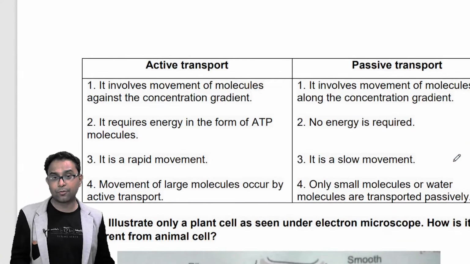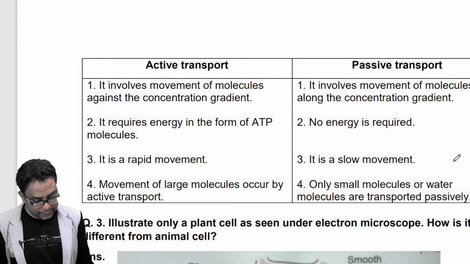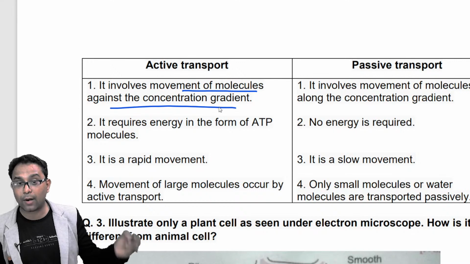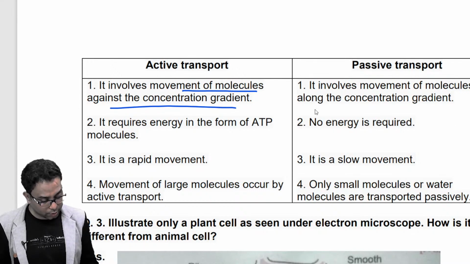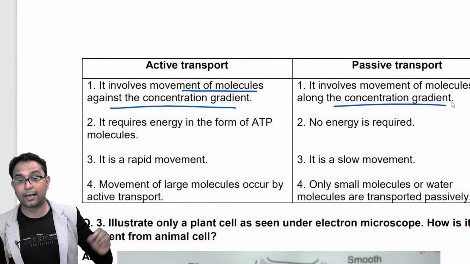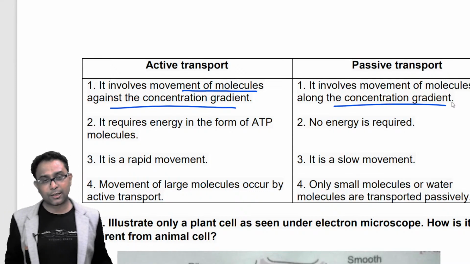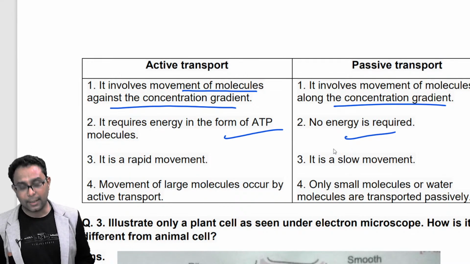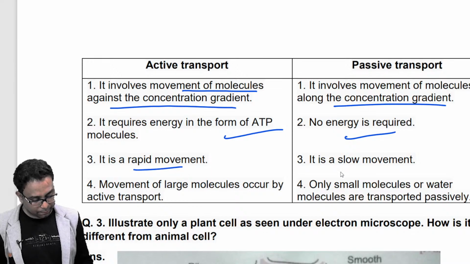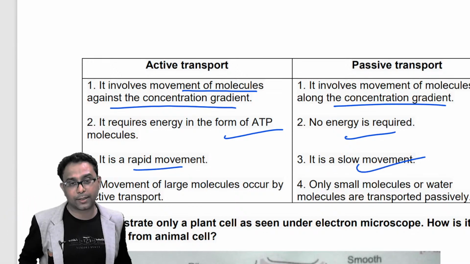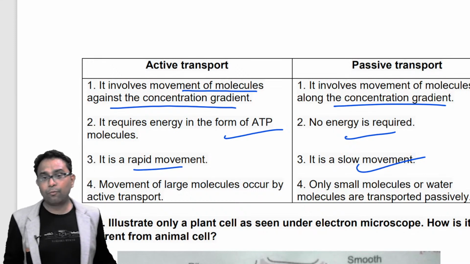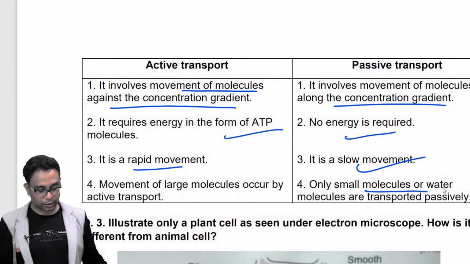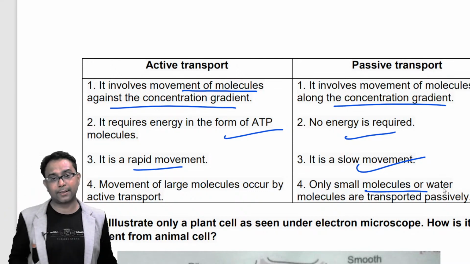But what is the difference between active transport and passive transport? Active transport involves the movement of molecules against the concentration gradient, that means low to high. Passive transport involves the movement of molecules along the concentration gradient, that means high to low. Active transport requires ATP and passive transport requires no energy, no ATP. Active transport is a rapid movement, and comparatively passive transport is a slow movement because it does not require ATP. Movement of large molecules ultimately occurs by active transport. Only small molecules or water molecules are transported by passive transport.